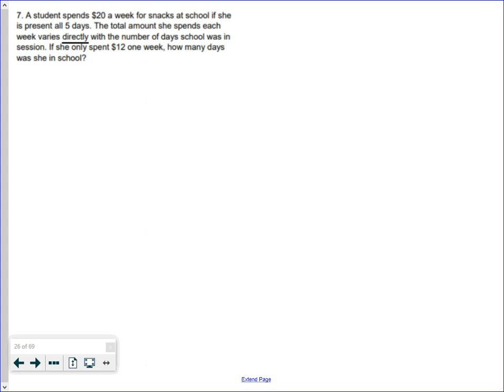So first, we're told that it's directly related. That means we're going to be in the form y equals a times x. Y and x are directly related. So we need to solve for our a, and we're given one pair of points right there. When a student spends $20 a week for snacks, that means she gets $20 a week if she was there for 5 days.